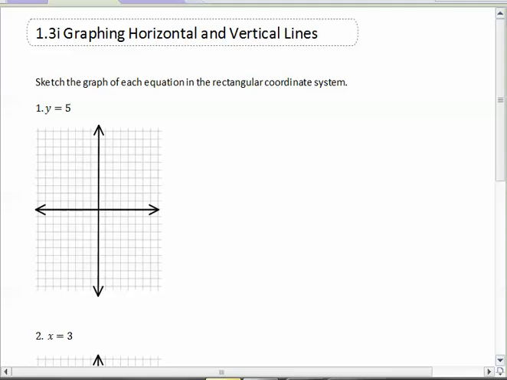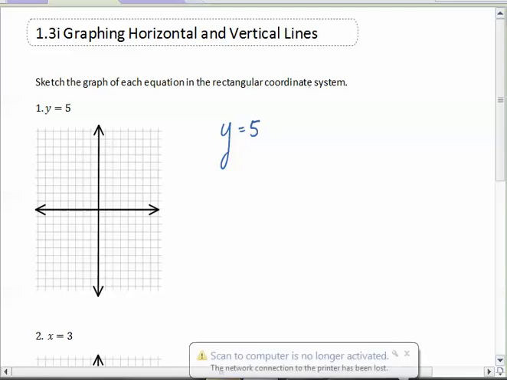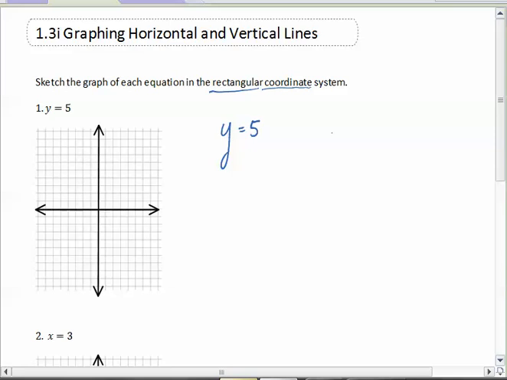We're going to graph horizontal and vertical lines, and it says to sketch the graph of each equation in the rectangular coordinate system. So let's take a look at this equation. How in the world do I know that that's a line? It kind of looks like a point that we would just place on a number line. Well, it's not a point on a number line specifically because it says to graph it in the rectangular coordinate system. So that means we're talking about x's and y's, a two-dimensional setup. So let's take a look and see how this really is a line, a straight line.